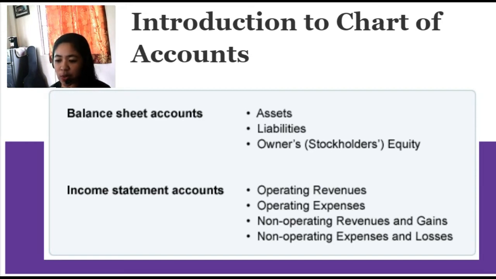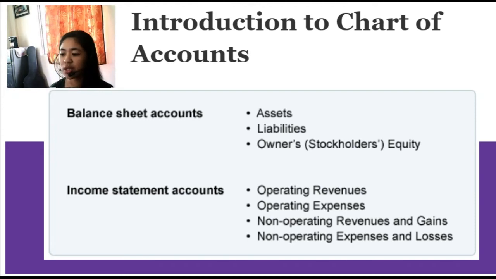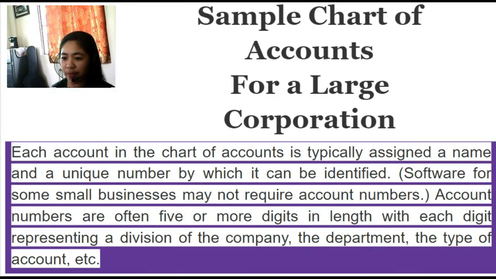A chart of accounts will likely be as large and as complex as the company itself. An international corporation with several divisions may need thousands of accounts, whereas a small local retailer may need as few as 100 accounts. We have here the balance sheet accounts with assets, liabilities, and owner's equity. For income statement accounts, we have the operating revenues and expenses, and non-operating revenues and gains, non-operating expenses and losses.